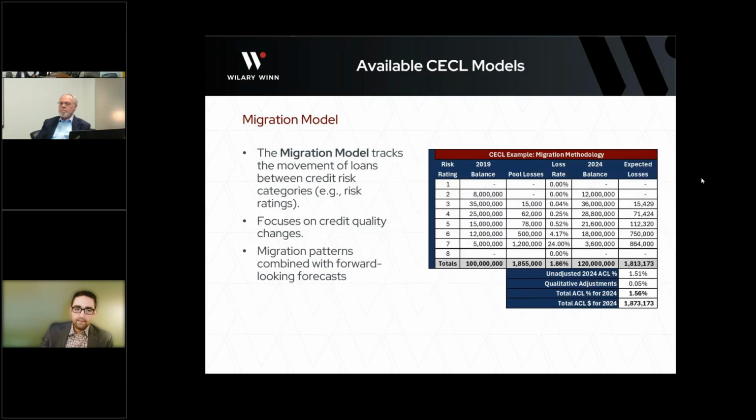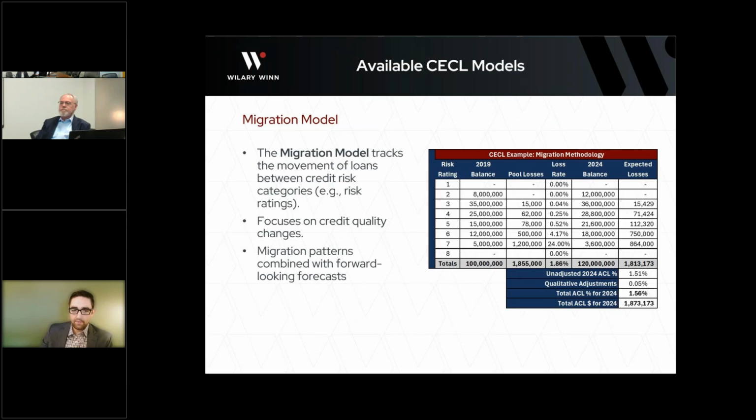Next, we have the migration model, which is commonly called the transition model, risk migration model, whatever it is. They're all talking about the same general approach. With this method, we track how loans move between different risk categories over time. Those categories generally are internal risk ratings or delinquency buckets, or any other system that an institution would use to monitor credit. Most of the time we see this with risk ratings. We don't see it very often with credit scores or FICO scores.